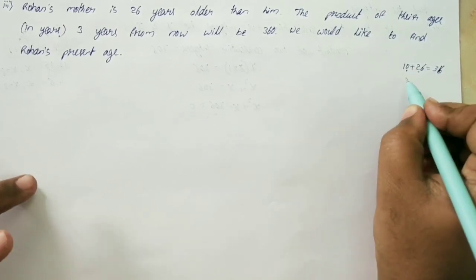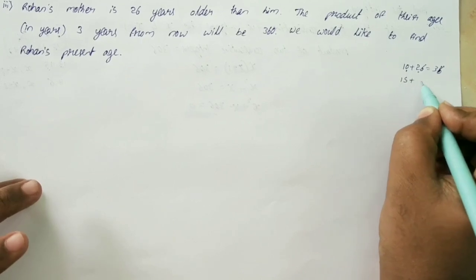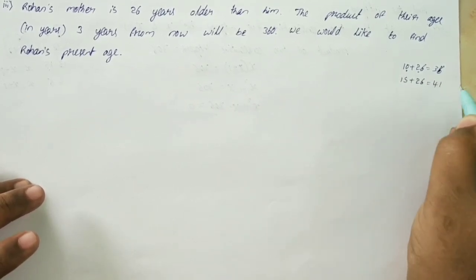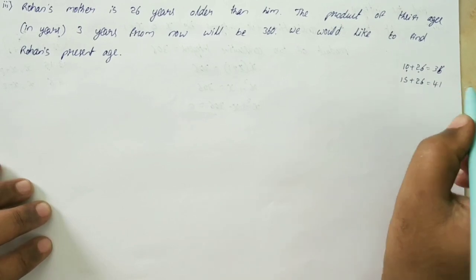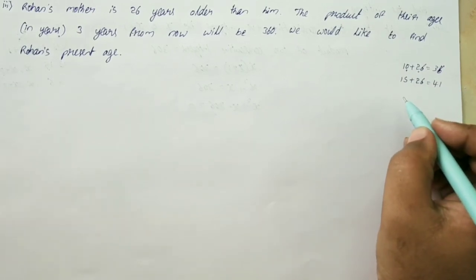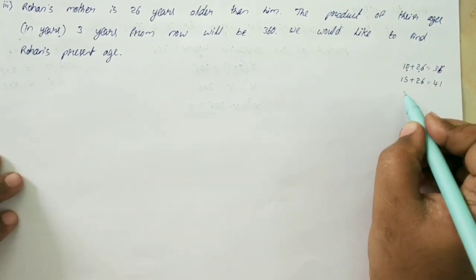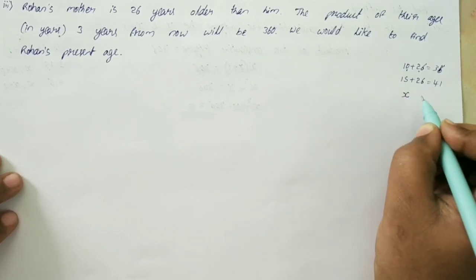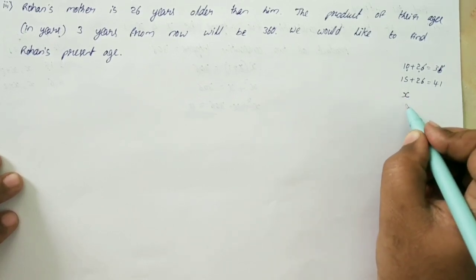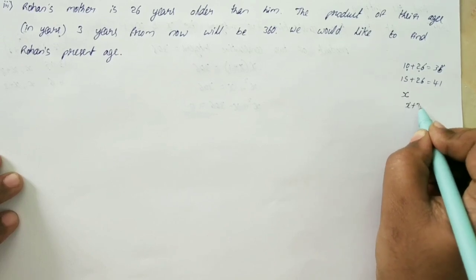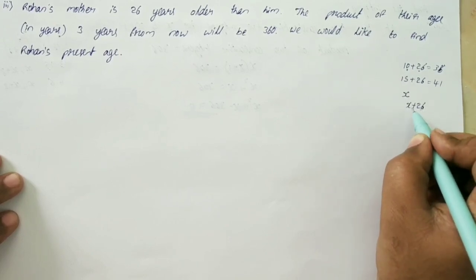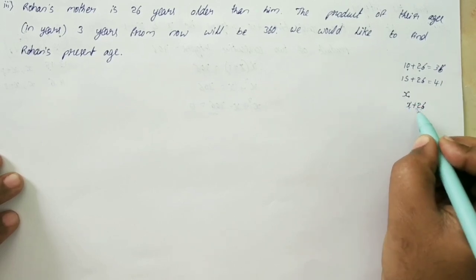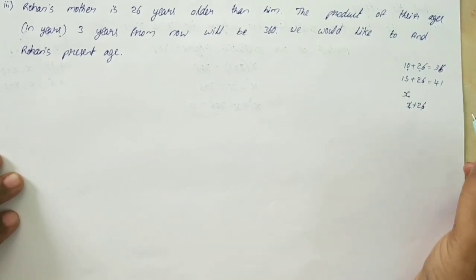Suppose Rohan's age is 15, then his mother's age will be 41, right? So like that, if we don't know the exact present age of Rohan, suppose we take x as Rohan's age, then his mother's age will be x plus 26, right? We have to add 26 to his age. If the present age of Rohan is x, then his mother's age will be x plus 26.